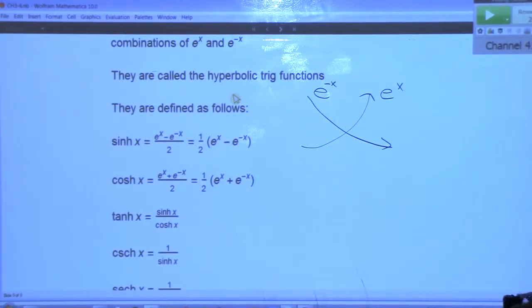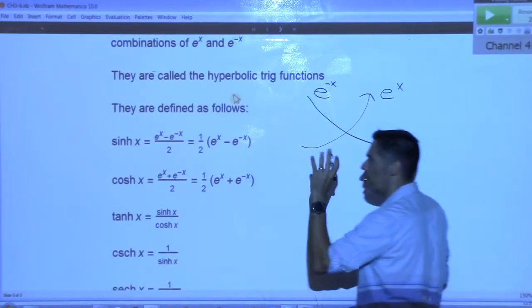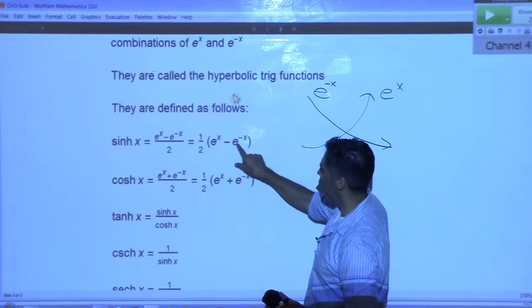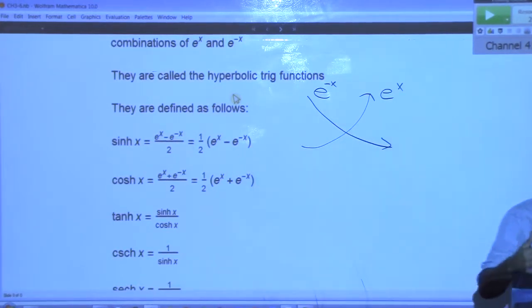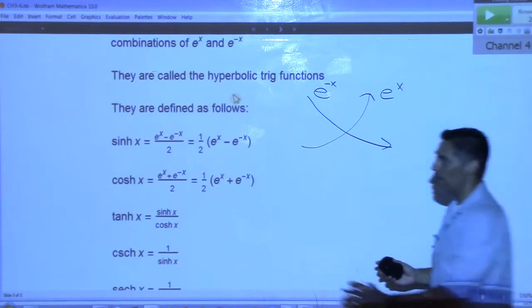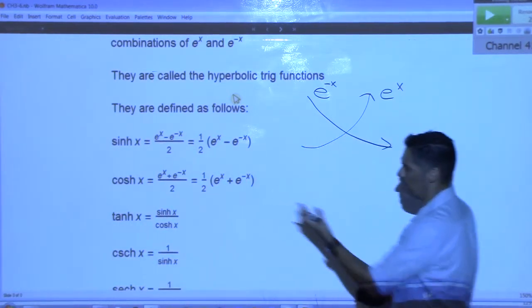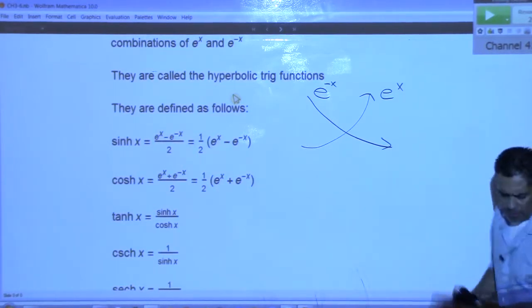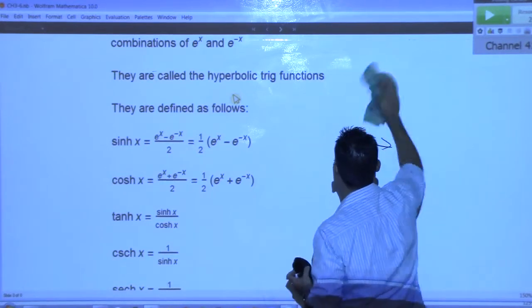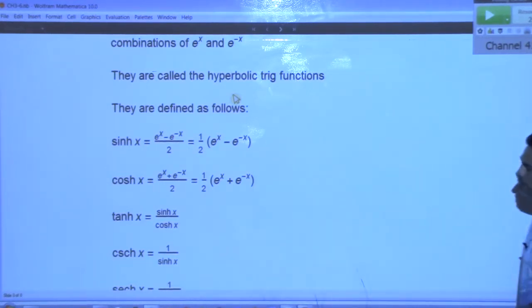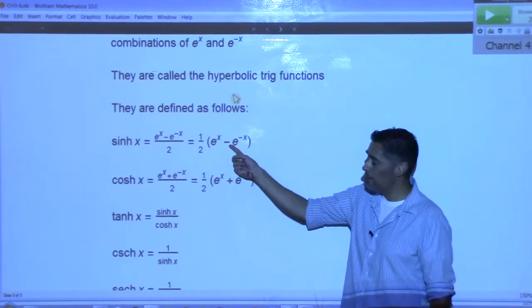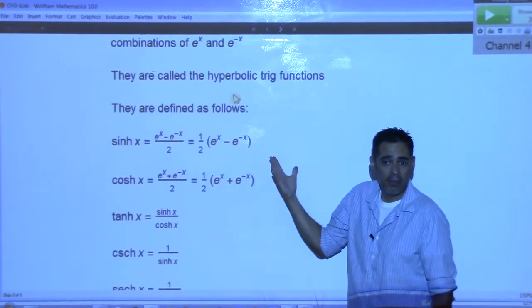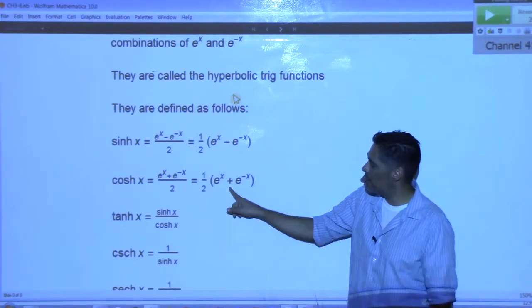It's something else. And the reason these are important is because they come up a lot. These quantities, e to the x and e to the negative x, come up a lot in physics, chemistry, engineering. A lot of times we see these e to the x's combined together like this, and so we have these special hyperbolic trig functions. That's how we define them. Let me just finish going through these. What's the difference between the hyperbolic sine function and the hyperbolic cosine function? There's subtraction in one, and addition in the other. That's the only difference between the two. So if you can memorize that, just subtract, add.